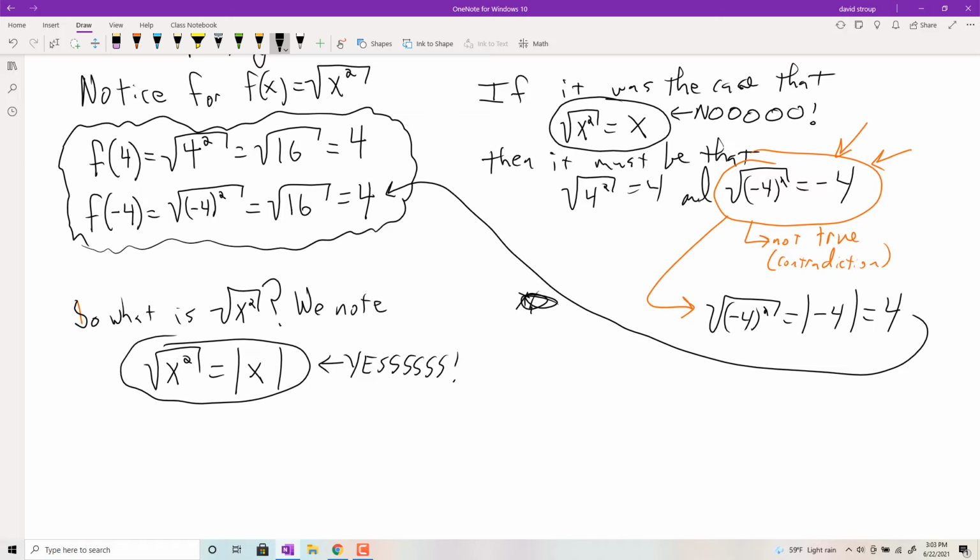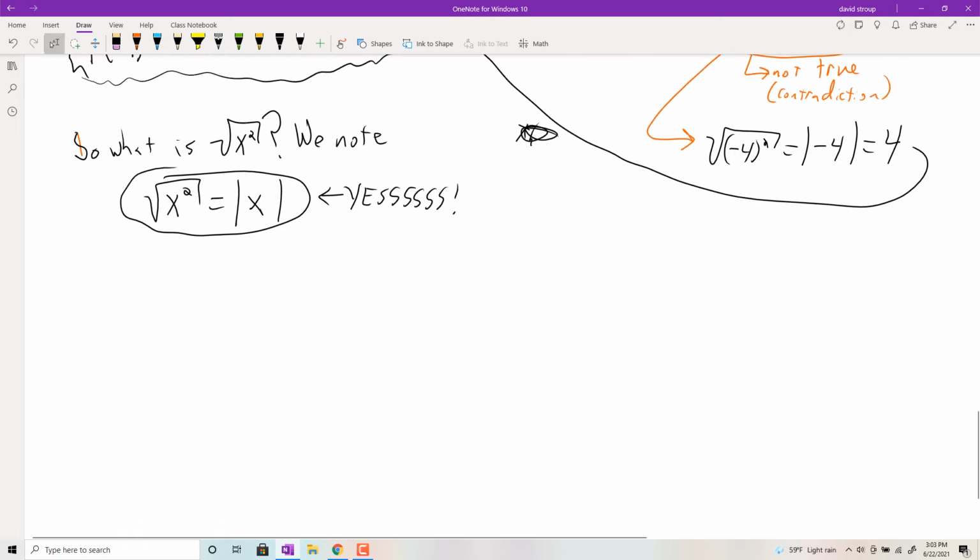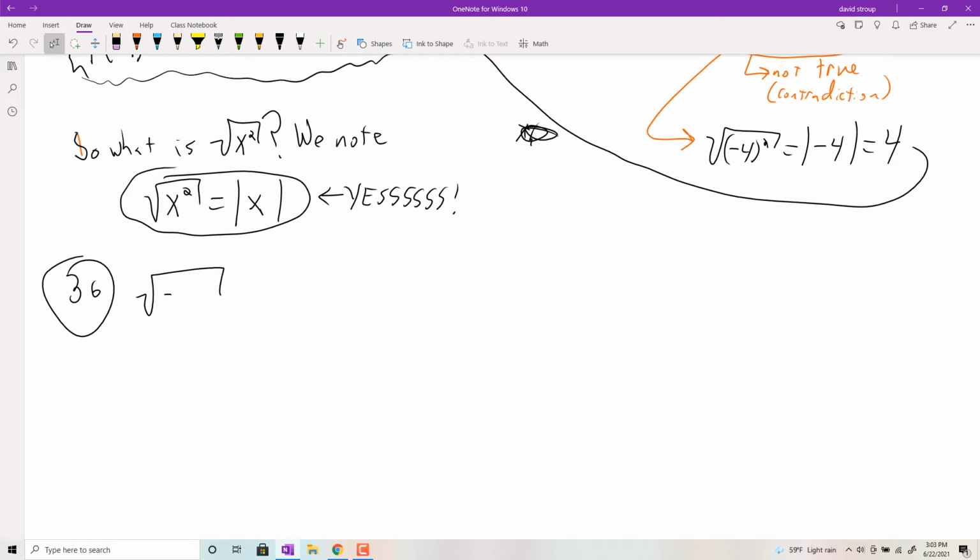Yes. Okay, so let's go to the exercises in the book then. Hopefully I didn't beat that to death, but here's 36. I have the square root of negative 10 squared. What is the answer? So it's not negative 10, right? I can't play that game. It's going to be the absolute value of negative 10, which of course is 10. And you could do it the long way. You could say, okay, this is the square root of negative 10 times negative 10, which is 100. And then the square root of 100 would just give you 10 anyways.